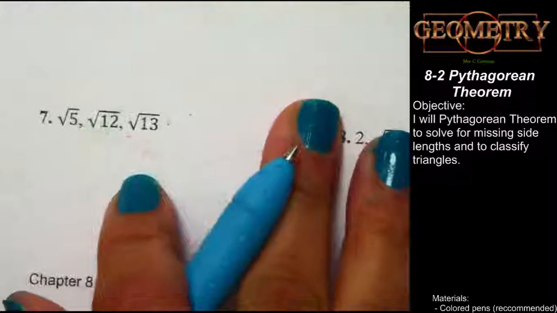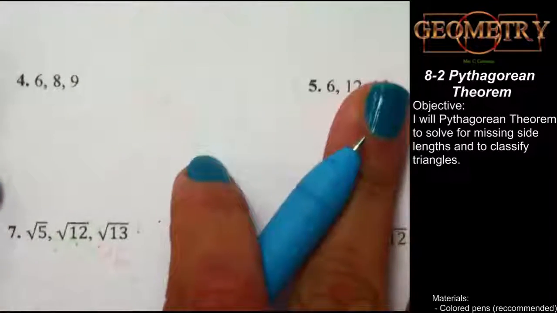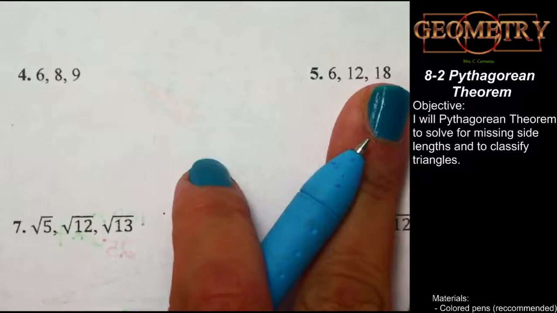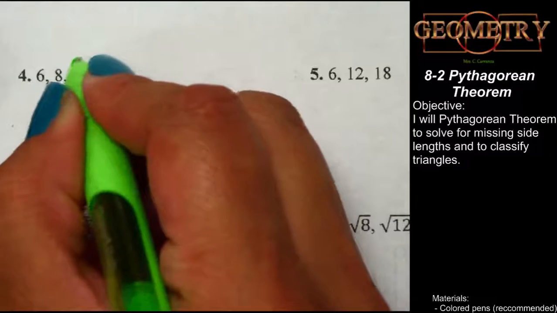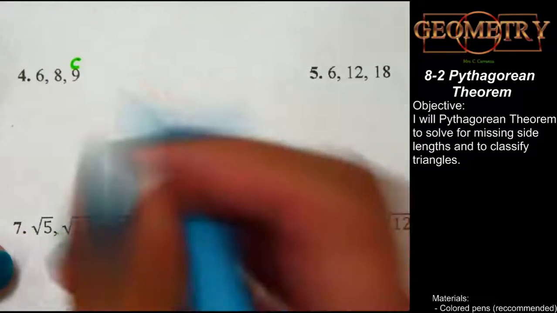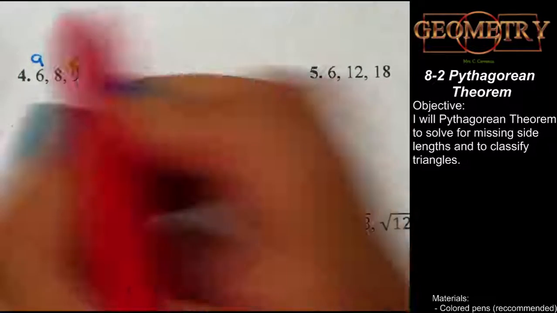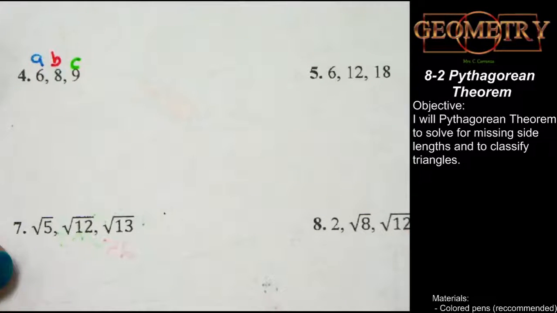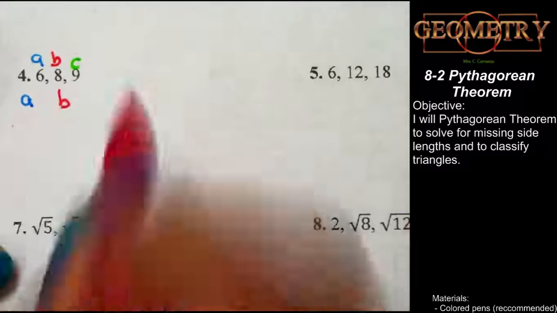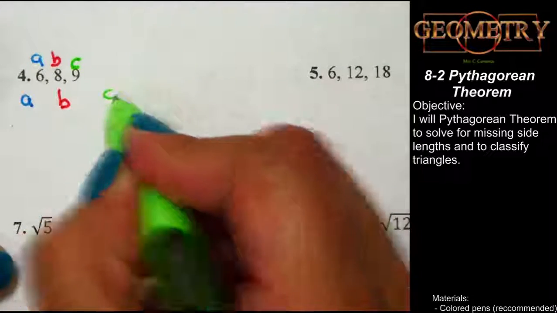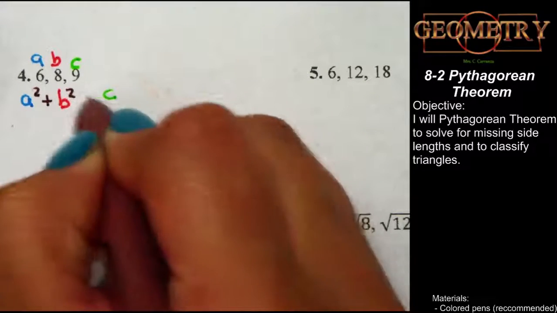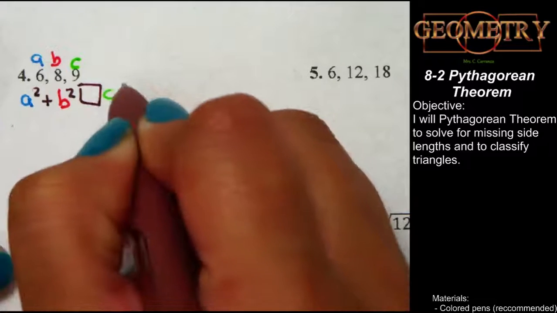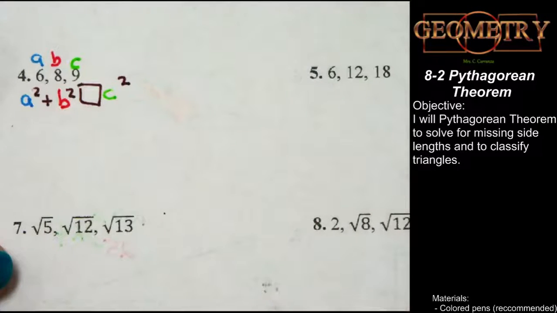So I'm going to go ahead and come down here. We're going to look at number 4, and we're going to try this out. The biggest number is always going to be our C. The other two numbers, it doesn't matter what order you put them in. I like putting them in alphabetical order. And then I'm going to take my Pythagorean theorem. A squared plus B squared. But this time I'm not going to say C squared. This time I'm going to say that a squared plus b squared has some relationship that I don't know to c squared.